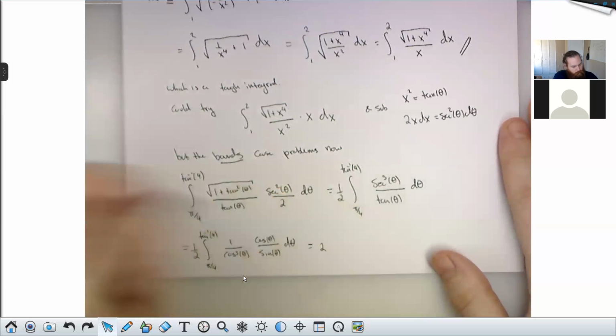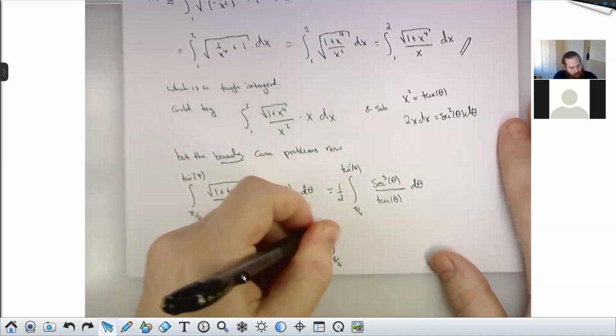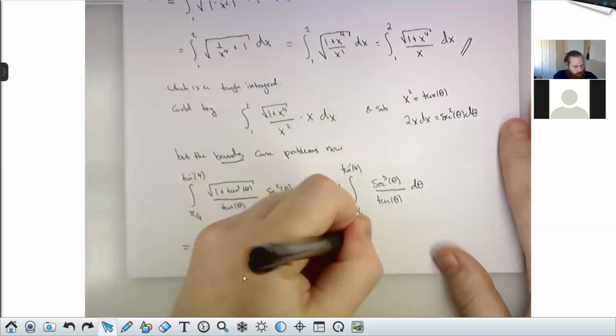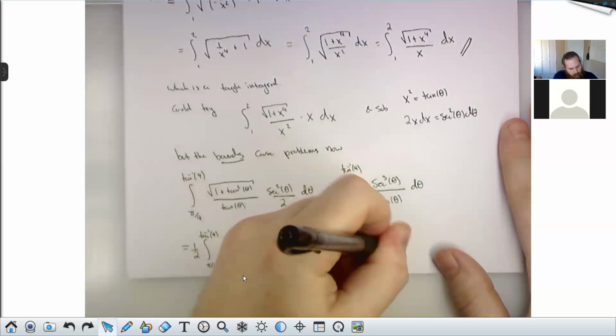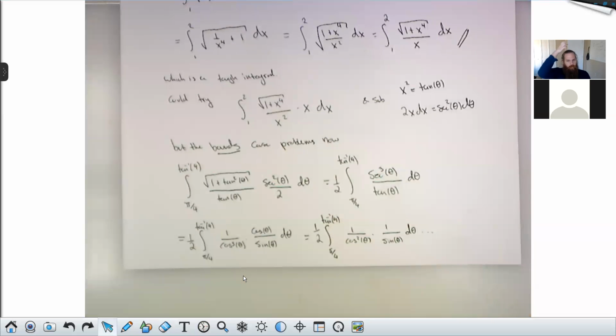So you'll have 1/2 integral pi over 4 to the inverse tangent of 4, 1 over cos squared times 1 over sine. And you could keep working with this from here if you wanted to, but I'm not thinking this is going to go anywhere nice because I don't have the pieces I need to make any sort of substitution. I can write that as cosecant squared, or secant squared times cosecant. Yeah, no, this is tough.